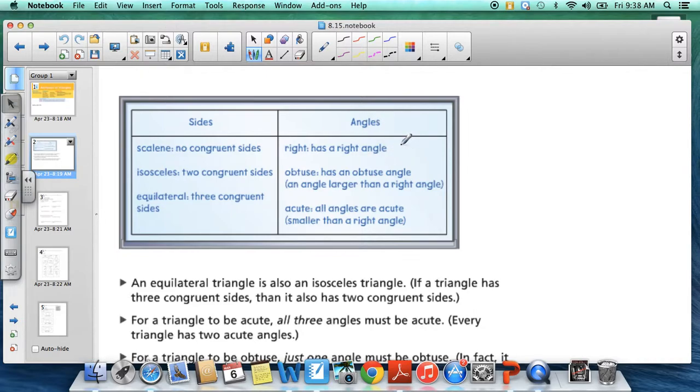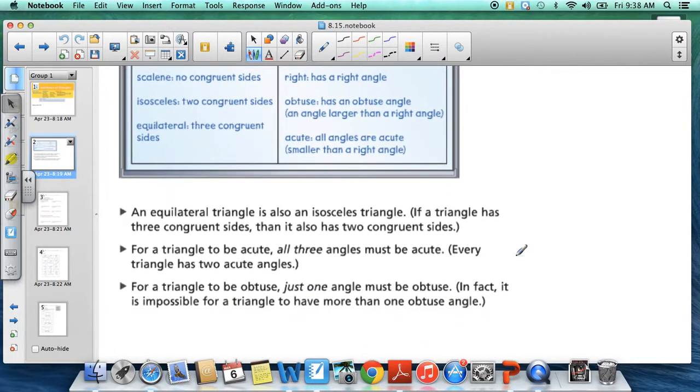A right triangle has a right angle. Hopefully you remember a right angle is 90 degrees. An obtuse triangle has an angle larger than a right angle, so it would be larger than 90 degrees. And an acute triangle has all angles acute, so they're all smaller than a right angle.